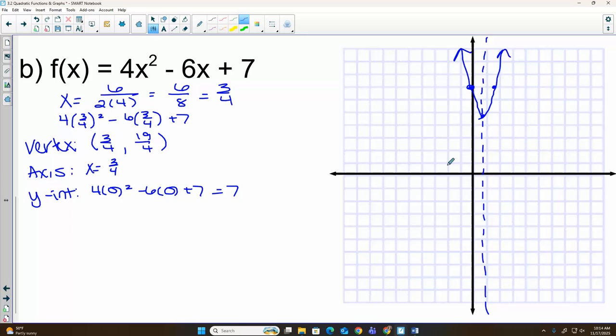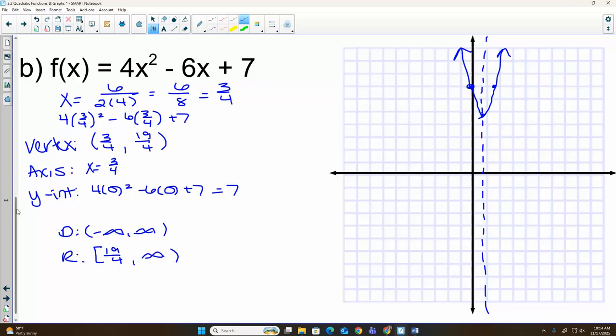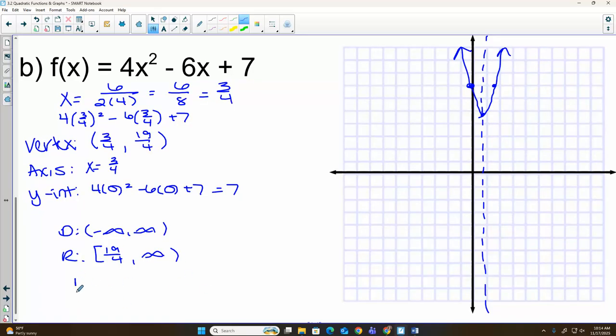What's my domain? What's my range? Right, 19/4 or 4.75 to infinity. Does this one have a maximum or minimum? What is that minimum value? Yep, the 19/4 or 4.75. Good. Questions so far?